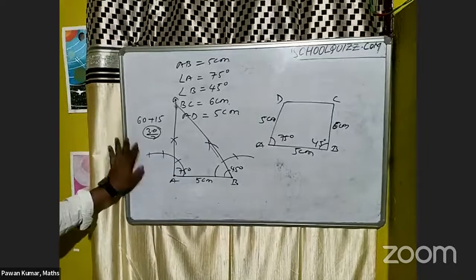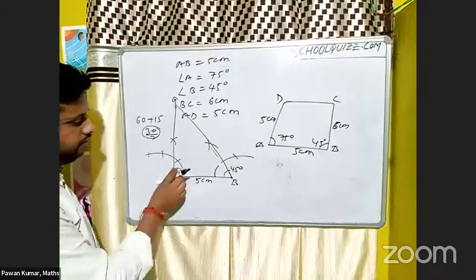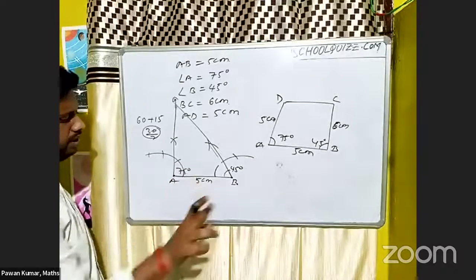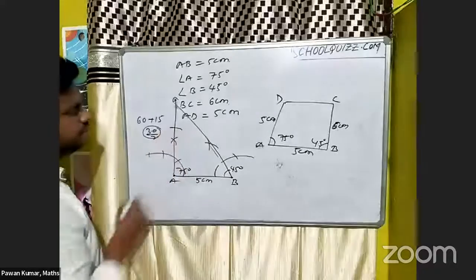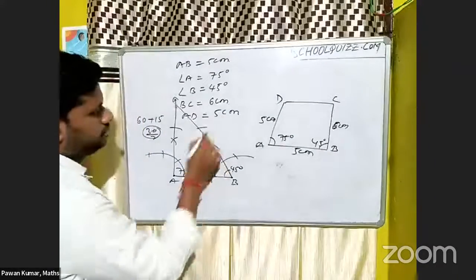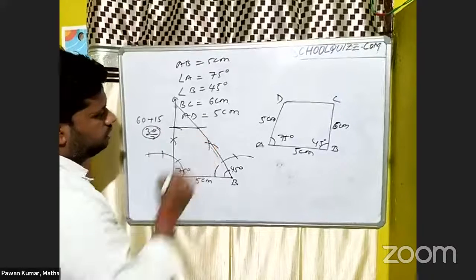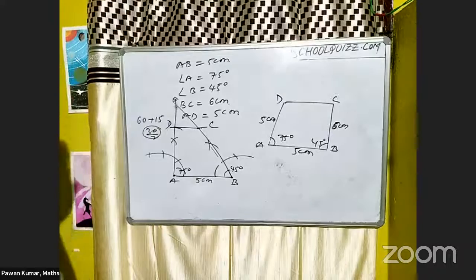Fine. Now they ask AD. So I need some point D which is 5 centimeter from A. So measure in the compass and draw here. Suppose you are getting somewhere here. Similarly, for 6 centimeter from BC, suppose you are hitting somewhere, so join these two lines. Correct. This will be A, B, this will be C and this will be D. That will be the required quadrilateral.